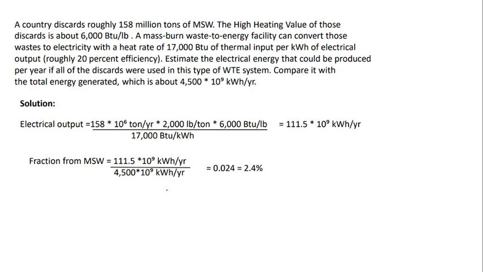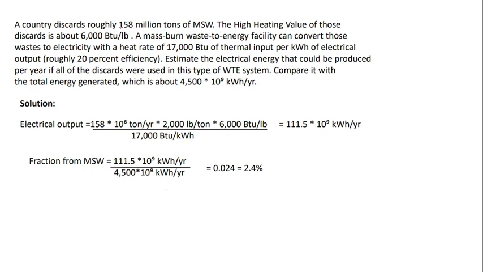Estimate the electrical energy that could be produced per year if all of the discards were used in this type of waste treatment system, that is waste to energy system. Compare it with the total energy generated, which is about 4500 into 10 power 9 kilowatt hour per year. Okay, this is a very simple question. We will look into the data once again.